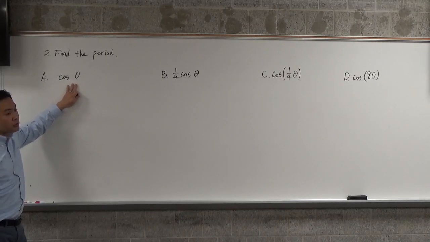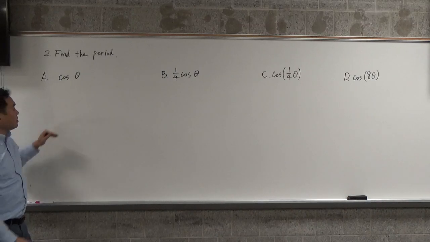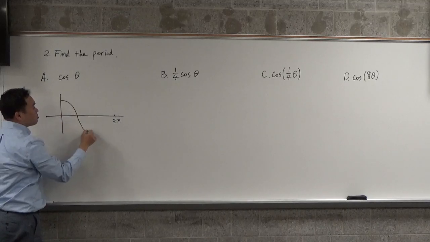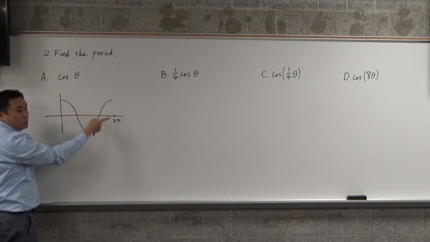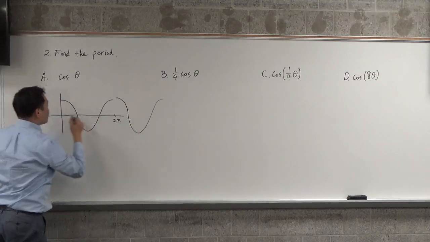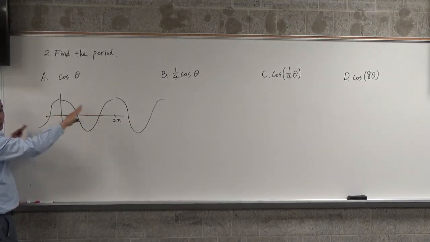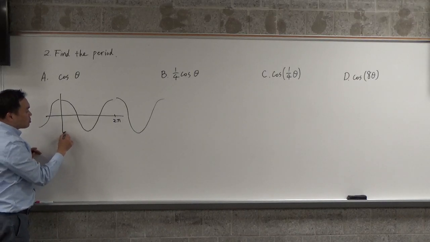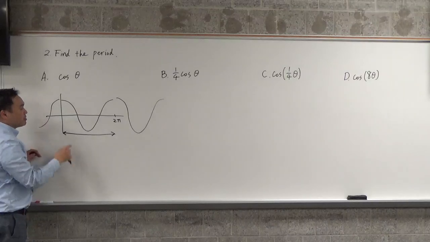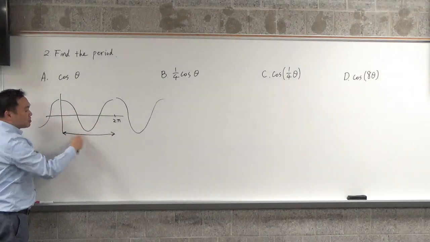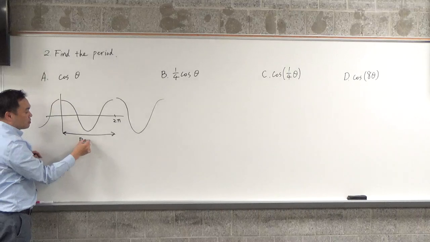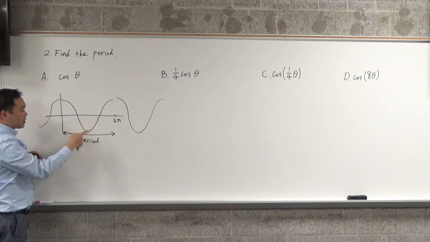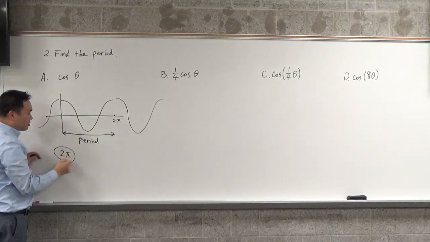What's the period of cosine theta? Cosine is not just from 0 to 2 pi like this. This actually repeats, right? So you copy and paste this much left and right infinitely many times. That's the full cosine graph. So one period or one cycle of cosine is this much, and this length is what we call the period. So what's the period of cosine theta? 2 pi. The length is 2 pi.